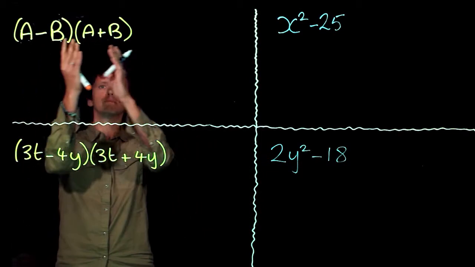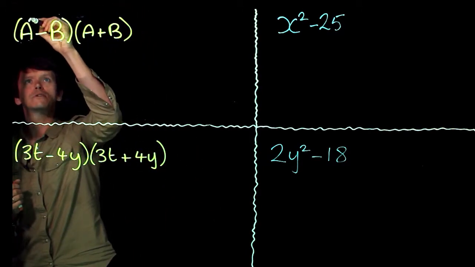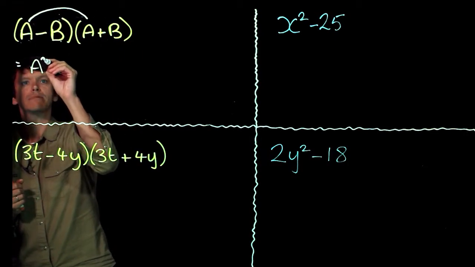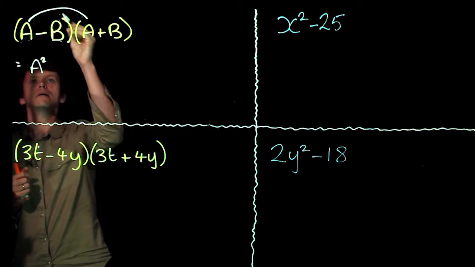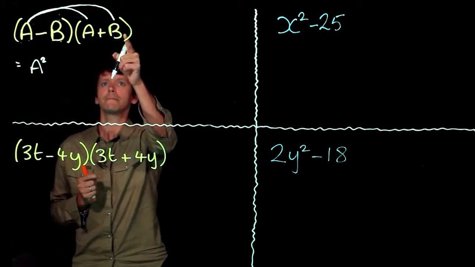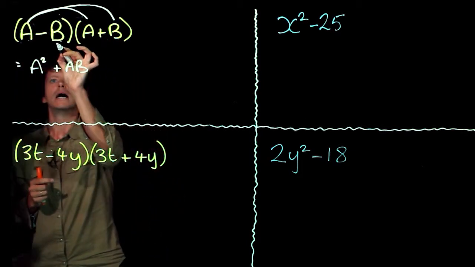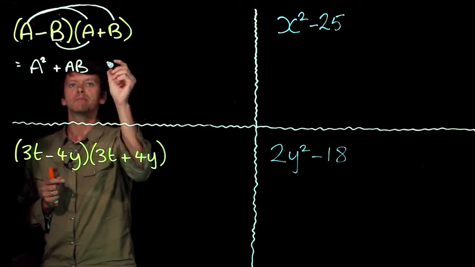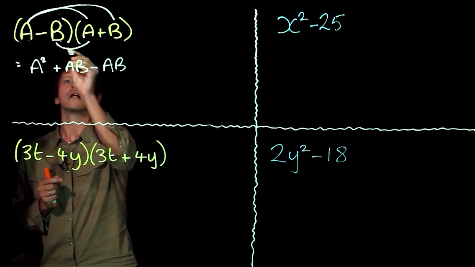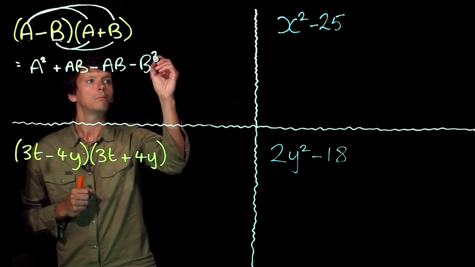Bracket a minus b multiplied by bracket a plus b. I'm going to just expand this. I'm going to use the FOIL method. So a multiplied by a is going to give me a squared, and a multiplied by b is going to give me plus ab. And inside terms, minus b times a is going to give us minus ab. And then our last terms, minus b times b is going to give me minus b squared.